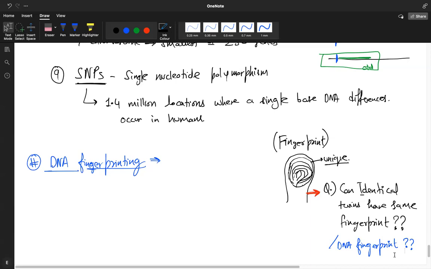Okay, everyone. Any questions for today? Go through NCERT, read every line from your NCERT regarding these two topics, DNA fingerprinting and the Human Genome Project, and then come to the next class.